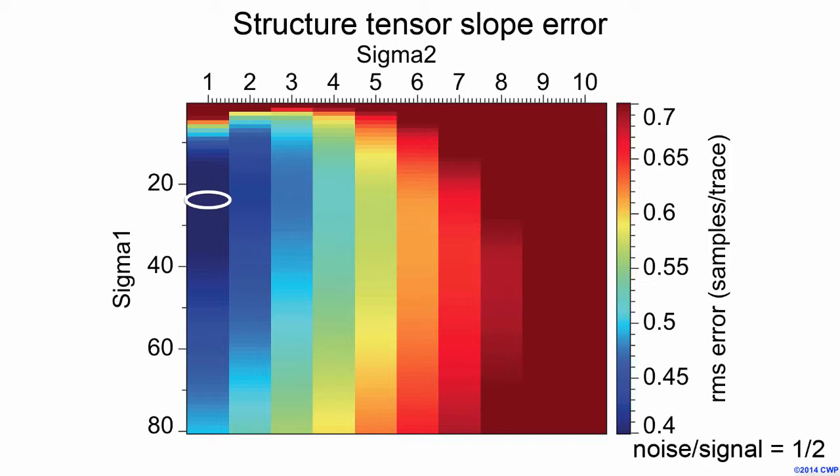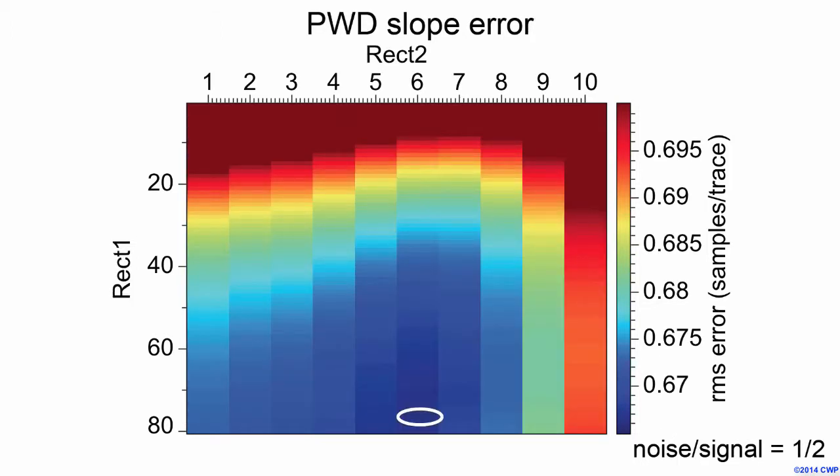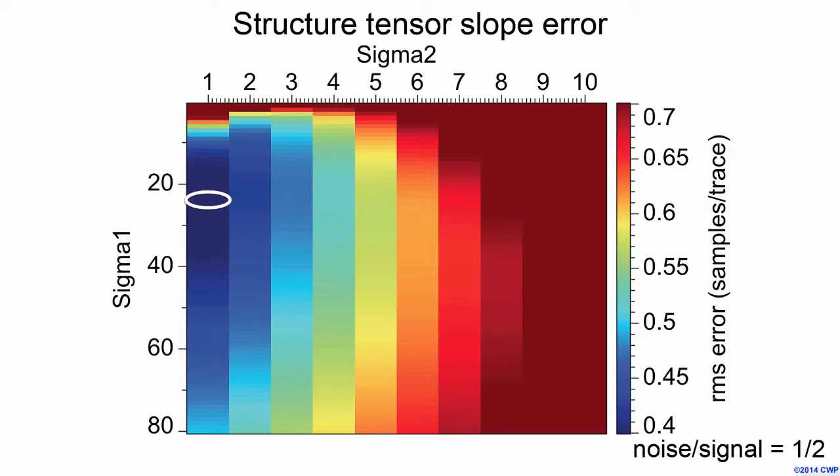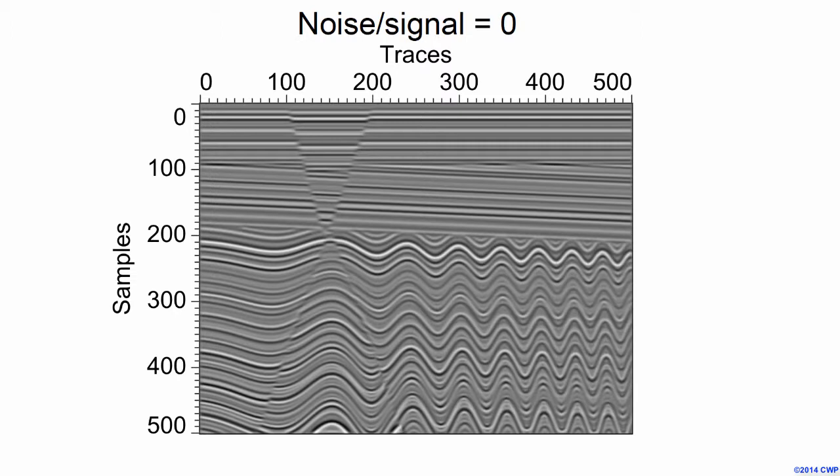So there are some trade-offs here. As you can see, for different combinations of sigma 1 and sigma 2, the structure tensor method is a little bit more sensitive to these different combinations, whereas the plane wave destruction filter is not. That being said, the lowest RMS error we can achieve for the plane wave destruction filter is about 0.66, whereas for the structure tensor method it's about 0.4. For the tests that I'm going to show you later on today, these are the optimal values. These are the values that I use for the rest of the images computed today.